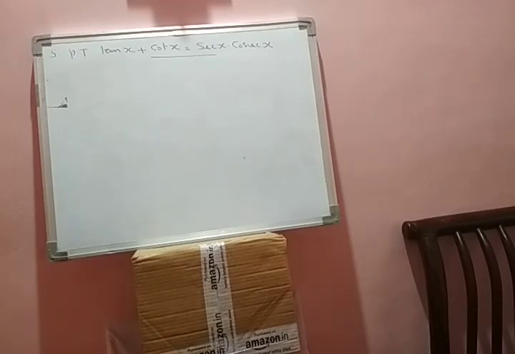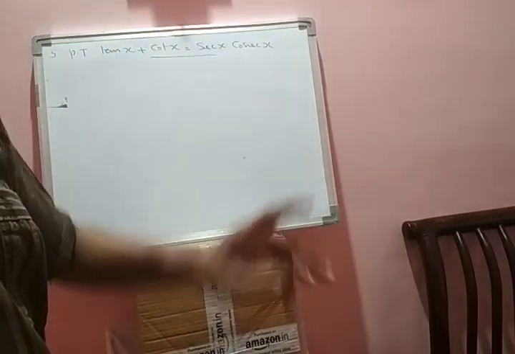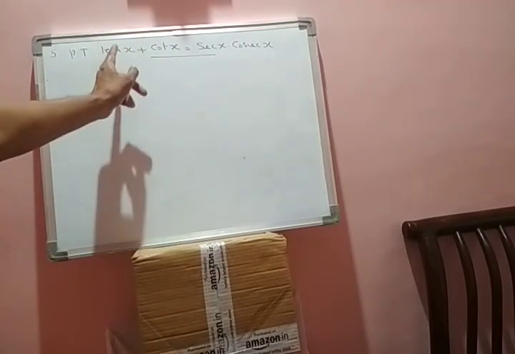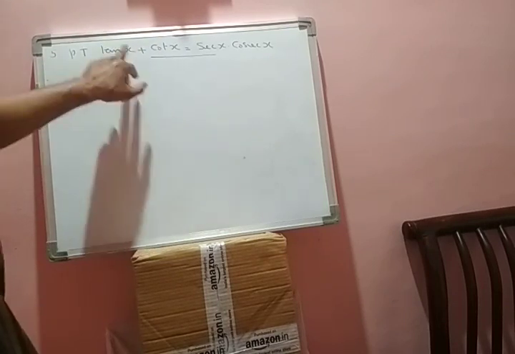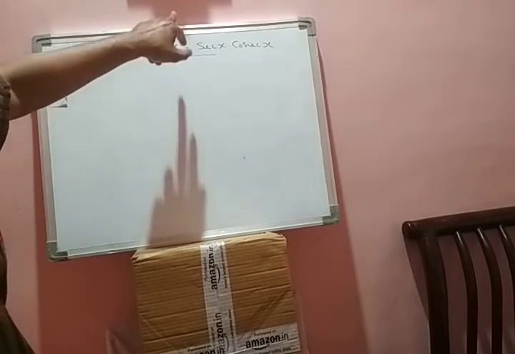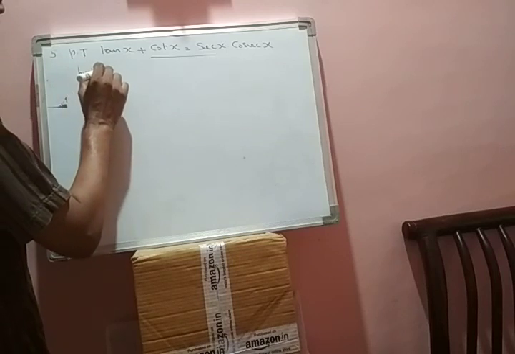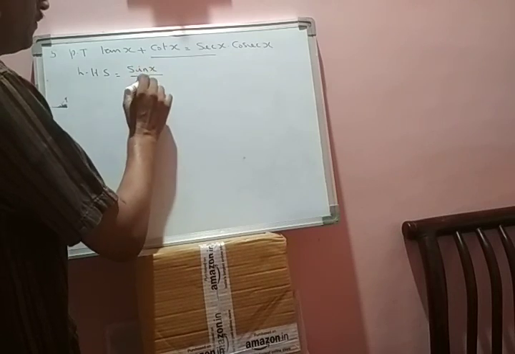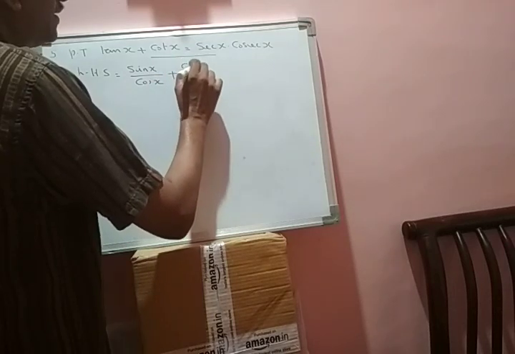This is the fifth problem. Prove that tan x plus cot x is equal to secant x into cosecant x. We start with the left hand side. Left hand side tan x plus cot x. Replace tan x. We know a result for tan x. Therefore, we can replace tan x by sin x by cos x. Similarly, replace cot x. Cot x is cos x by sin x. Therefore, left hand side is equal to tan x, which is sin x by cos x, plus cot x. Cot x is cos x by sin x.